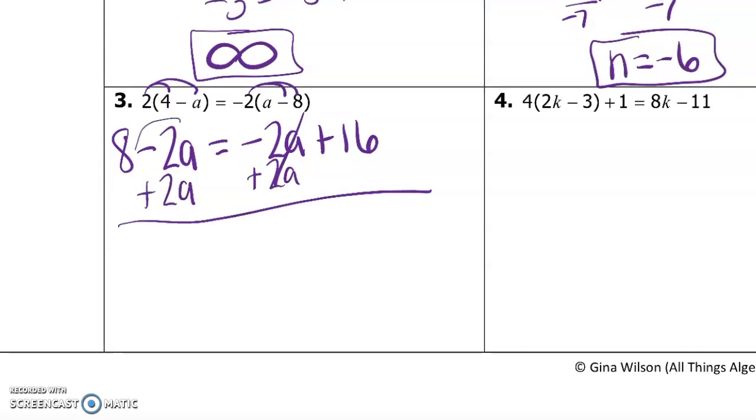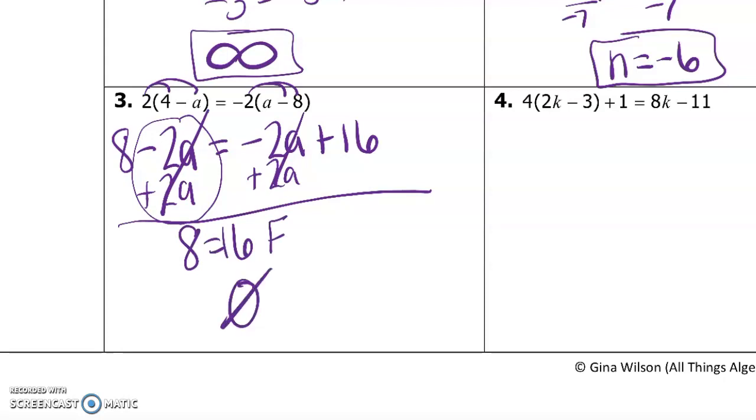You need to be very careful. That's a negative 2a and a positive 2a, so those do cancel. 8 equals 16, which is false, so no solutions. You can just put a 0 with a slash through it.